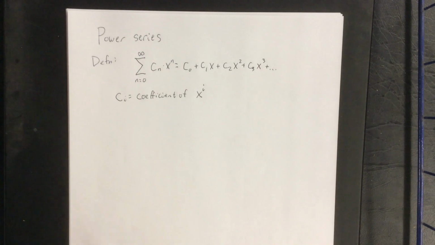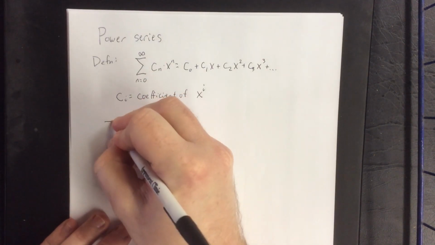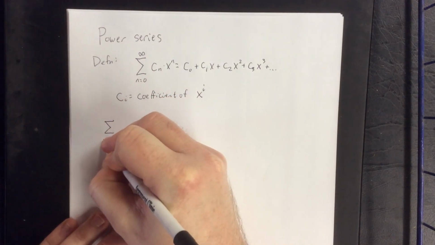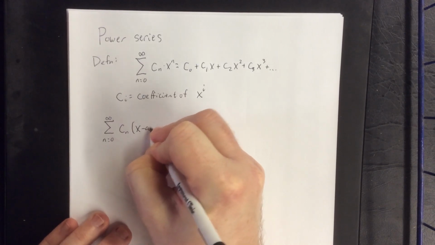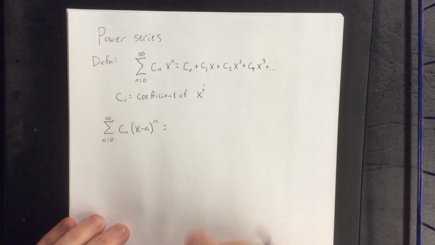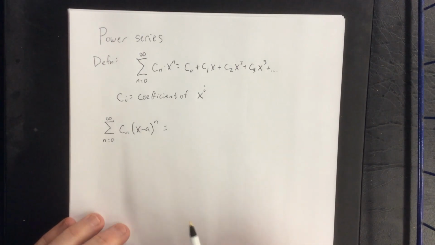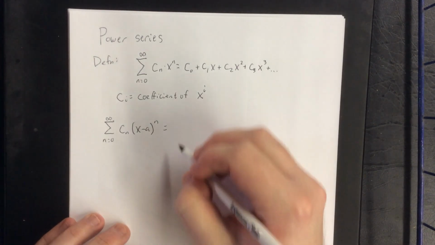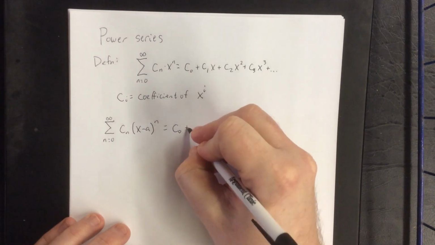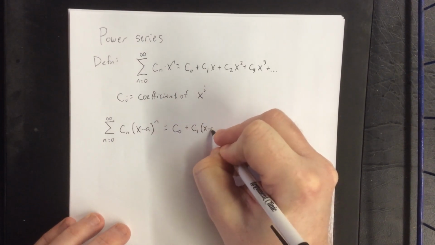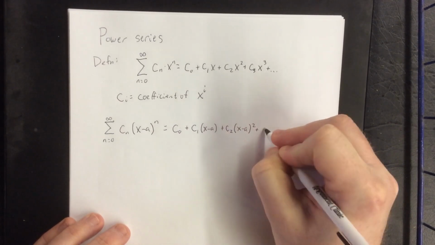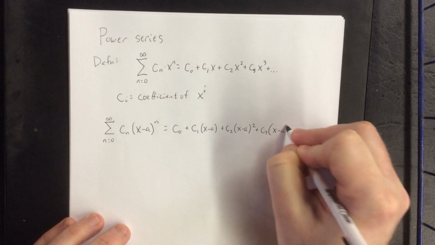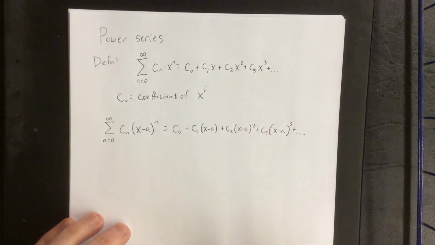Now this is a specific kind of power series, and I'll explain with another definition. So this is the more generic form of a power series, like so. Now with that in mind, this would look like, once again, a constant term plus an x minus a term plus an x minus a squared term plus an x minus a to the third term, and so forth and so on.